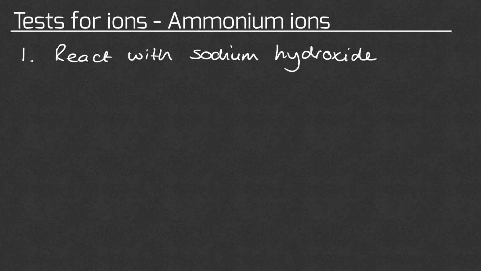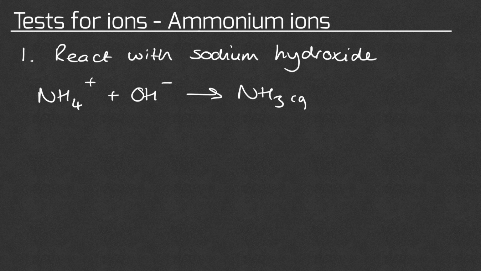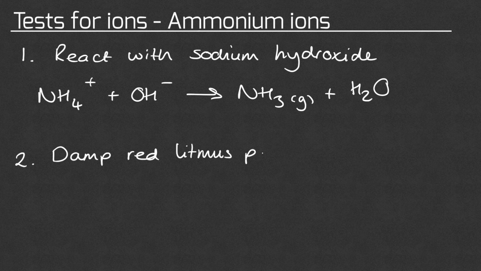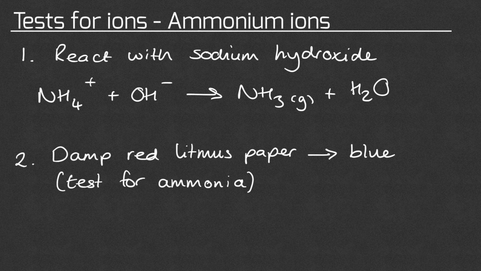To test for ammonium ions, the first thing we do is react the sample we're testing with sodium hydroxide. Now what this does is any ammonium ions present will react with the hydroxide to form ammonia gas. This then lets us test for the presence of ammonia gas by using damp red litmus paper, which will go blue. So it's not a direct test for the ammonium ions.